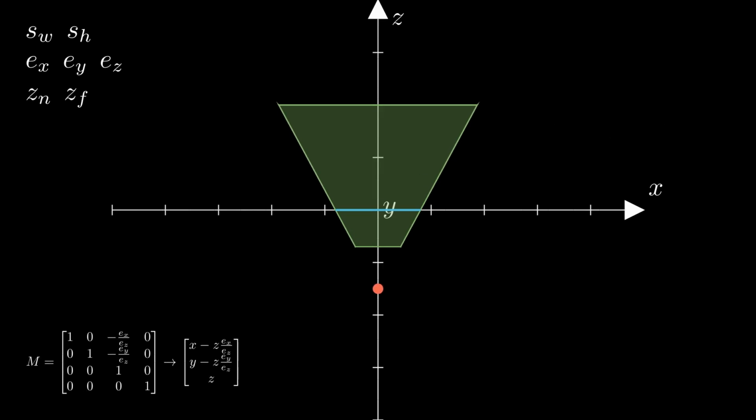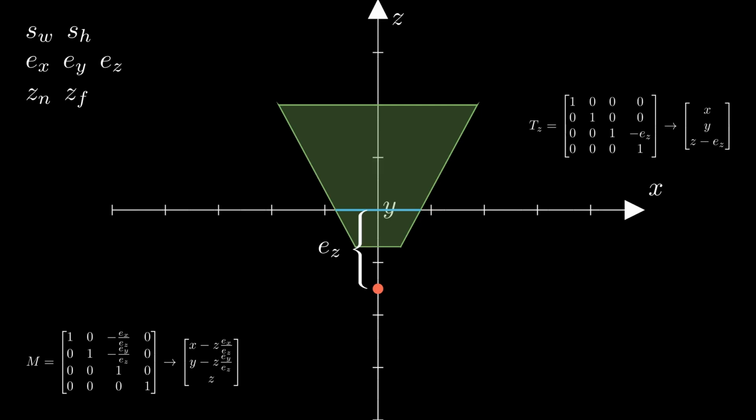Perfect! The frustum is now symmetric and the viewer's eye now also lies on the z-axis. However, we actually need to move the projection point into the origin of the coordinate system. This can be achieved by translating everything by Ez along the z-axis, which is done by the translation matrix Tz.